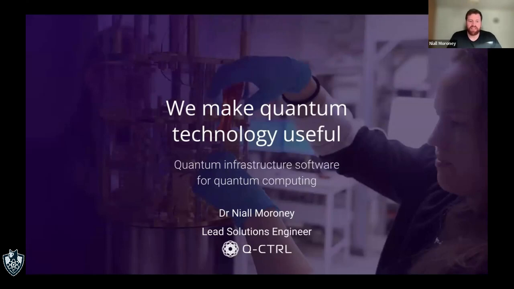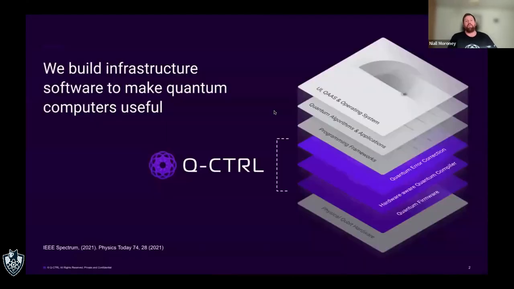It's great to see that the industry is developing to the point where we have these communities now interested in seeing how the whole industry is progressing. And so I'm going to talk to you about where Q-CTRL sit in this whole space.